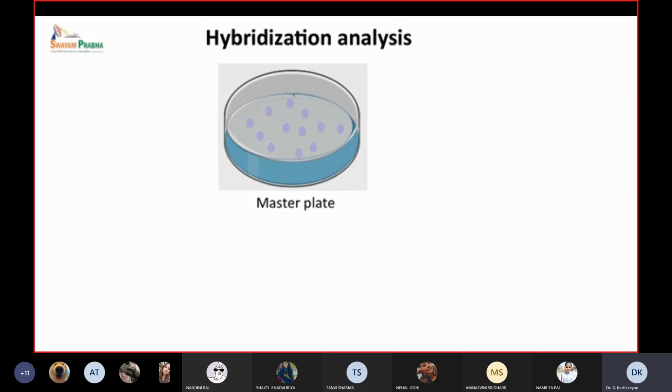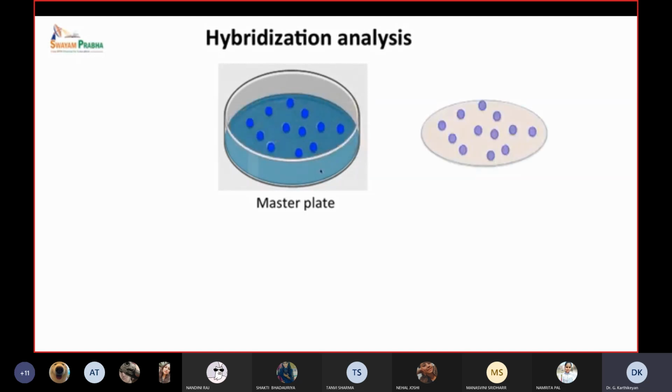And you also want to mark the orientation of the way this nitrocellulose has been put. Normally people just make a couple of punches in 2-3 different places so that they can align it later on with the master plate. So you lift the nitrocellulose, and now what is going to happen is all this plaque material is also transferred onto the nitrocellulose membrane.